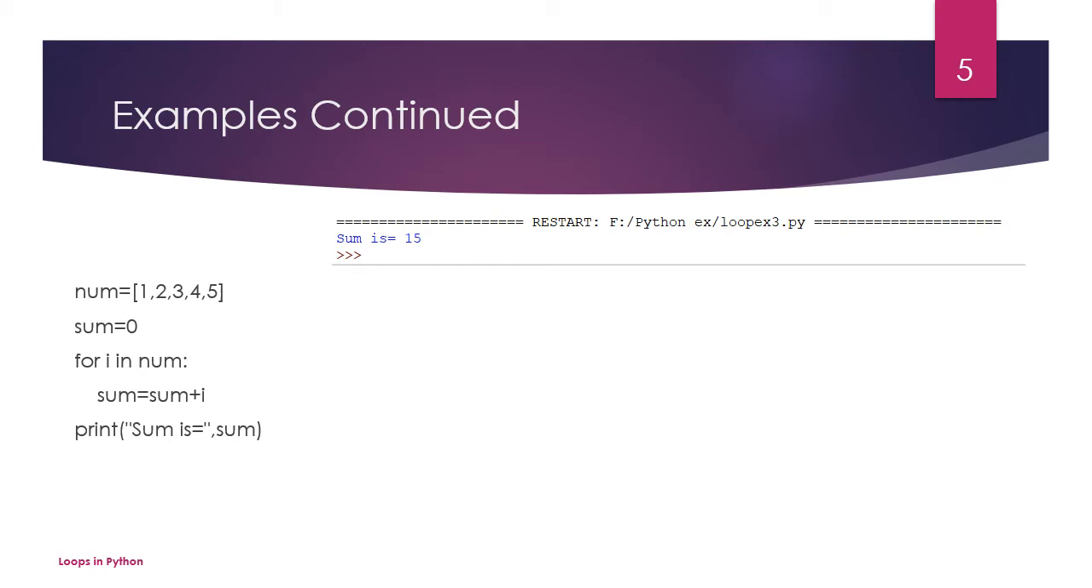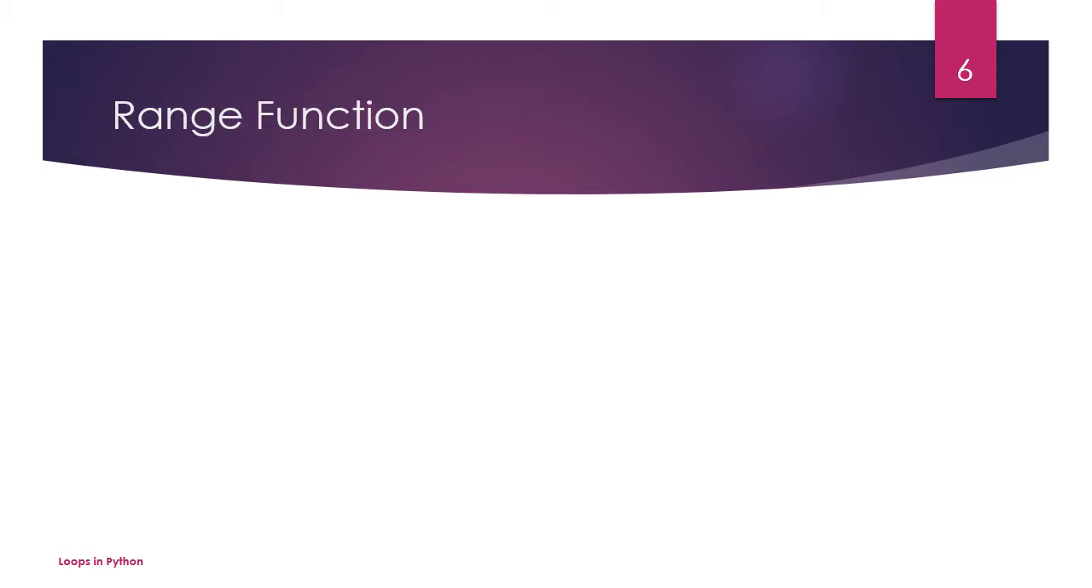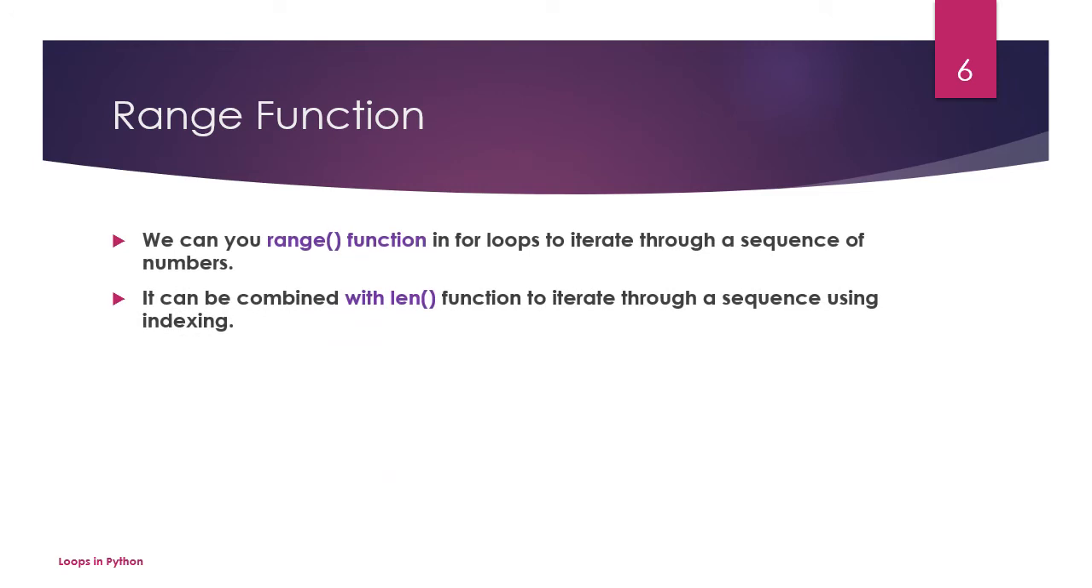This is another example demonstrating the use of for loop in Python. Now we can see how the range function works when we apply it to a for loop. We can use range function in for loop to iterate through a sequence of numbers. It can be combined with the len function to iterate through a sequence using indexing. Here's an example of using range function together with the len function.